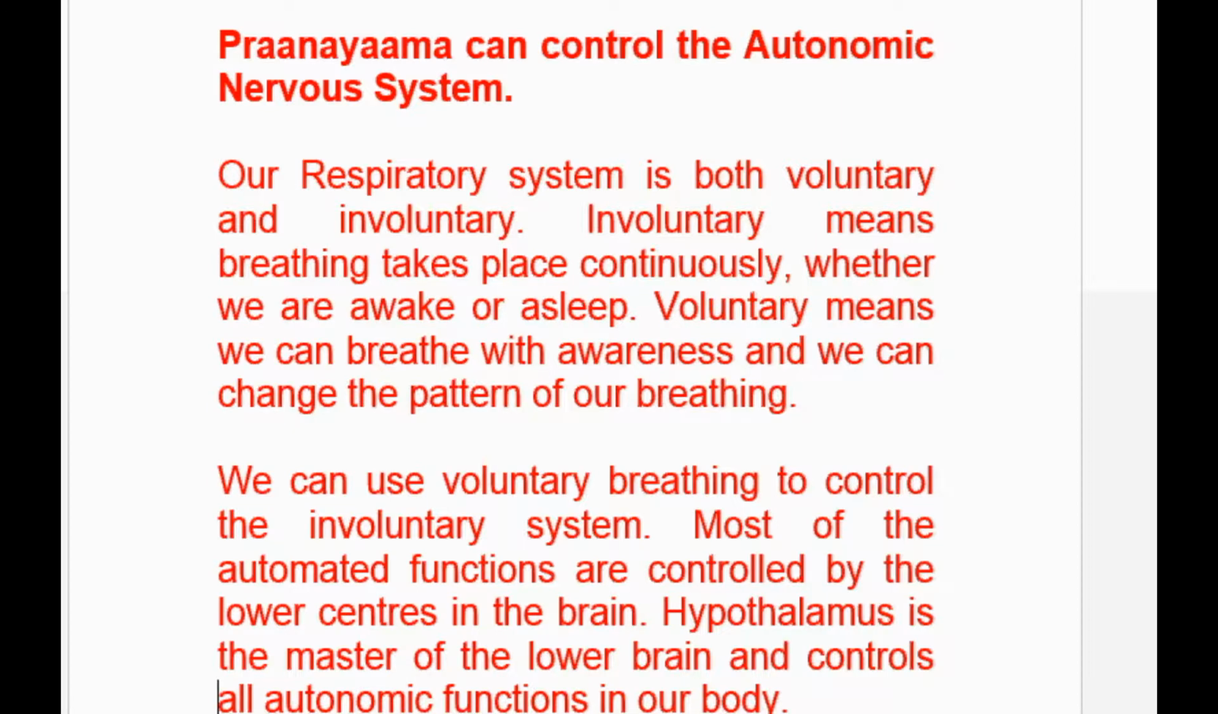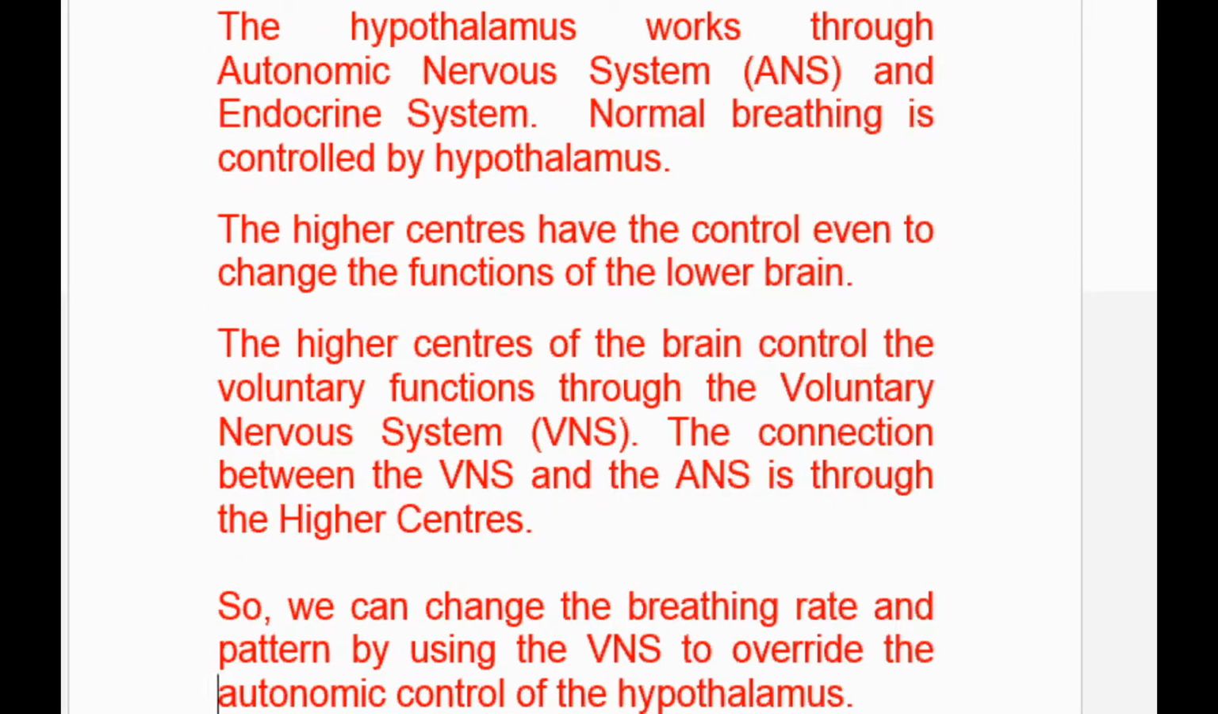Hypothalamus is the master of the lower brain and controls all autonomic functions in our body. The hypothalamus works through autonomic nervous system and endocrine system. Normal breathing is controlled by hypothalamus. The higher centers have the control even to change the functions of the lower brain. The higher centers of the brain control the voluntary functions through the voluntary nervous system.